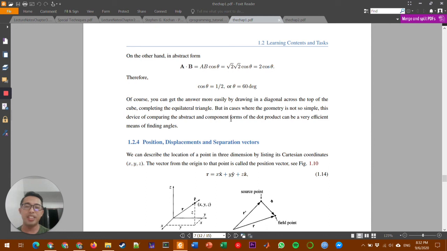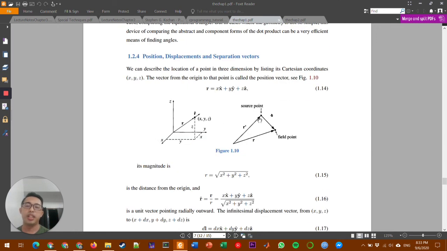But in cases where the geometry is not so simple, more complicated na geometry, nga di na madrawing, ma-imagine ba? So this device of comparing the abstract and component form of the dot product can be a very efficient means of finding angles. We just have to stick with this calculation because you can never go wrong with this calculation.